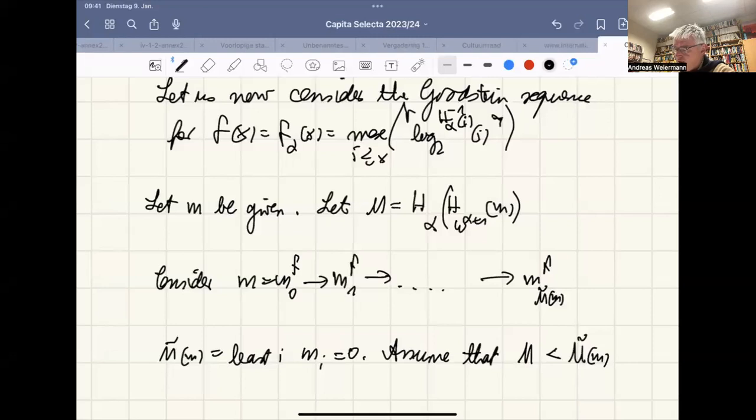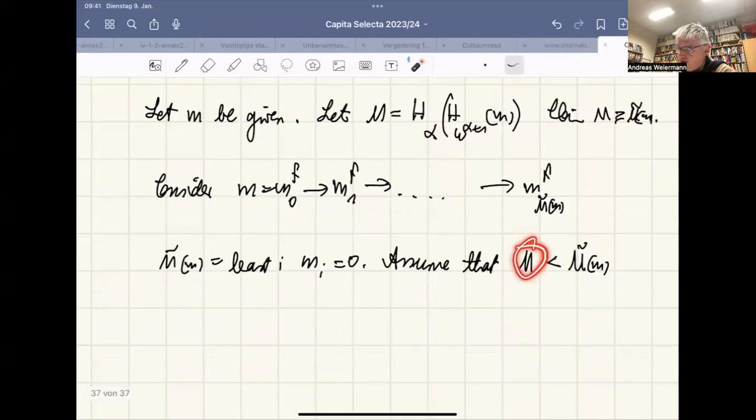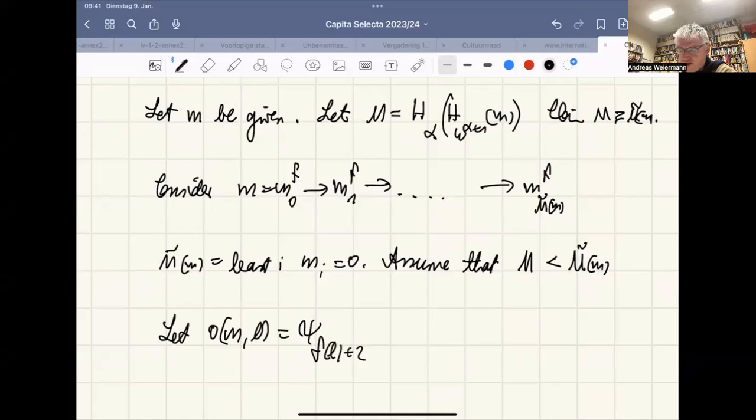So what we are showing is, the claim is that M is at least as big as M tilde of M. And now this number here, the function H alpha, the function H omega to the alpha plus 1, they are both provably total in arithmetic, so the composition exists and M is a well-defined value. Okay, now assume that this M is small. What do we obtain? Well, first of all, let O of ML be as usual, psi f of L plus 2 of ML f.